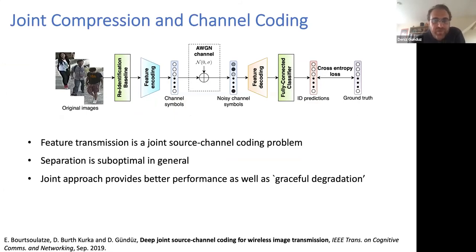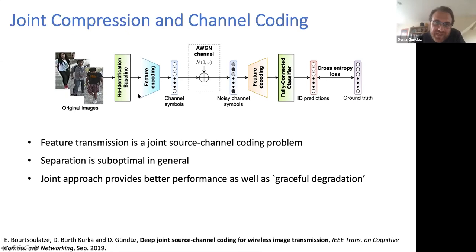Why? Because from our fundamental information theoretic result, we know that separation is not optimal in general, even asymptotically. We know that for finite block lengths, separation fails even for joint source channel coding, but at least with large block lengths it should be near optimal. But we saw that in this problem, that's not even the case. So we said we should do some sort of joint feature encoding and channel coding. We also used our previous work on deep joint source channel coding for image transmission, but here again the goal is not to transmit images, but to do retrieval.